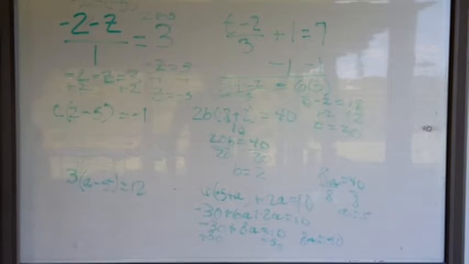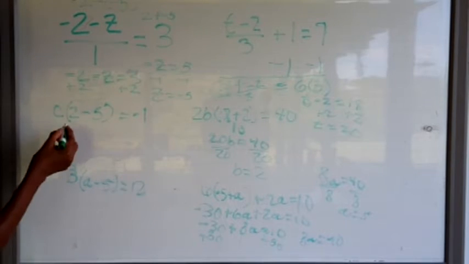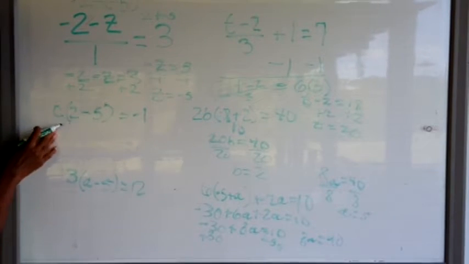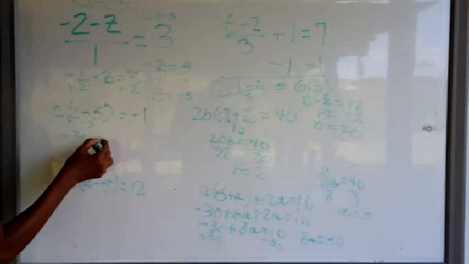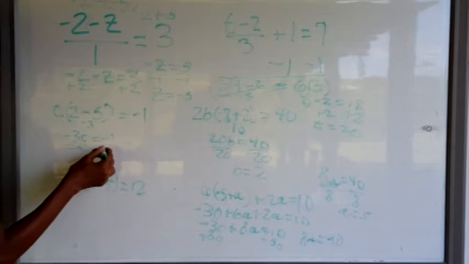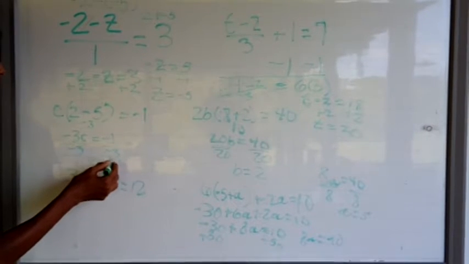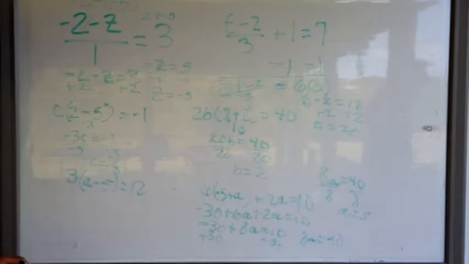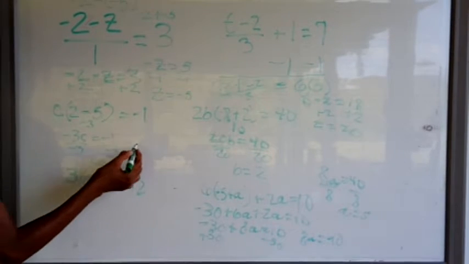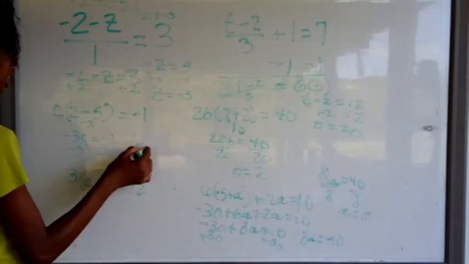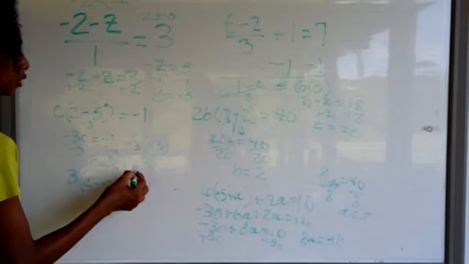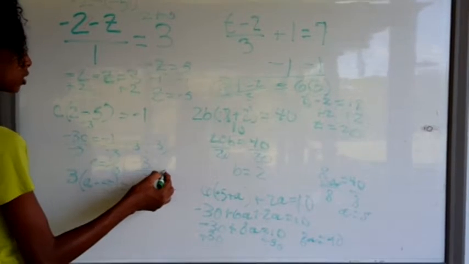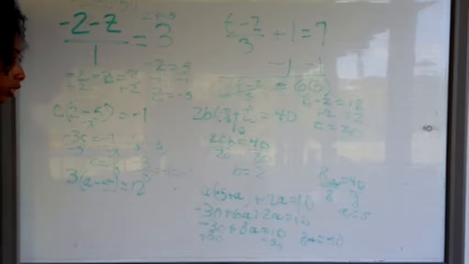Alright, so now we have c times 2 minus 5 equals negative 1. We have no variables in the parentheses, so it's going to be c times negative 3, which is negative 3c, equals negative 1. Divide by negative 3. c equals positive 1/3, because negative 1 divided by negative 3. So we plug that in, we have 1/3 times 2 minus 5, which is negative 3. If we multiply across, we get negative 3 over 3, which is equal to negative 1.